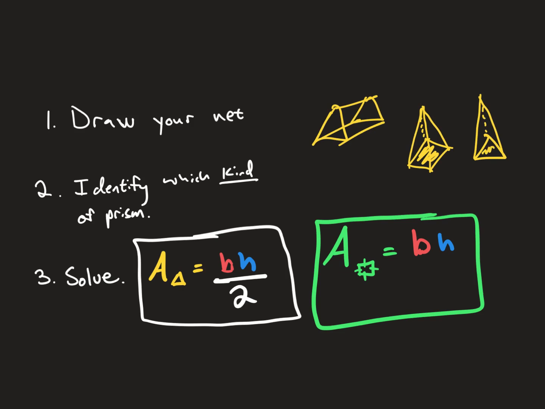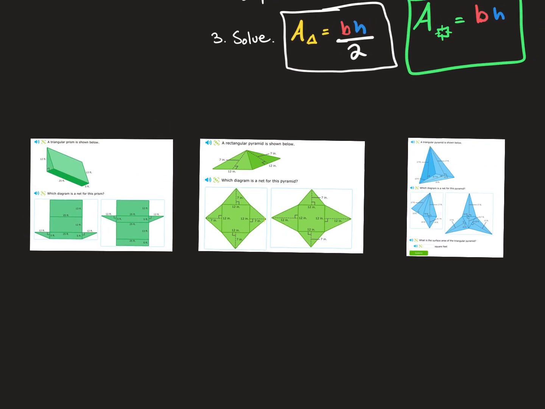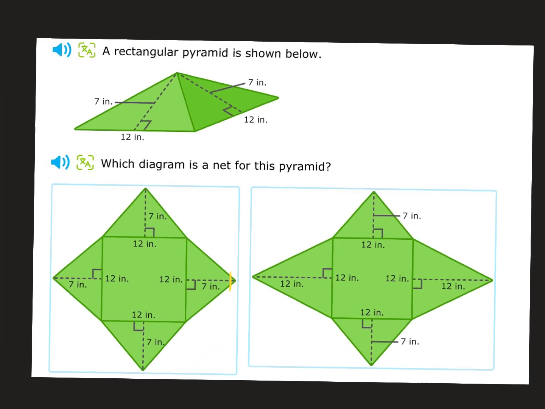And then we also just need to keep in mind what we're solving for: area of a triangle, base times height divided by 2, or if we're solving for area of a parallelogram, particularly with either squares or rectangles, just base times height. So let's dive right in. We've got 3 practice problems that we'll work on. We'll start off with a rectangular pyramid.